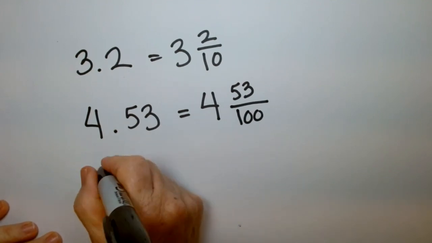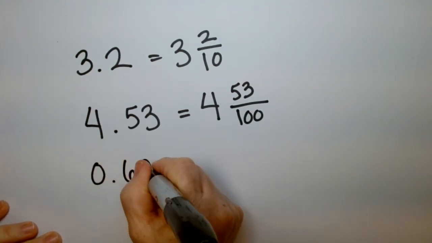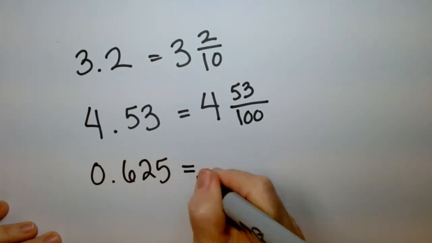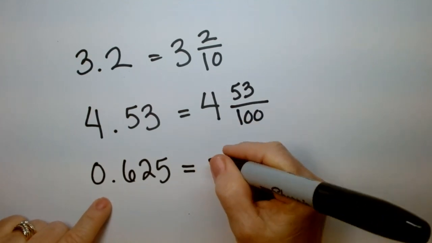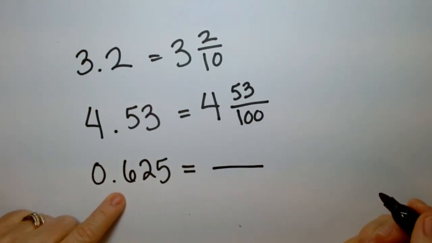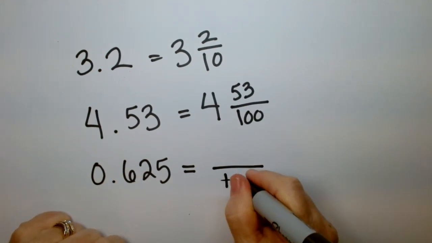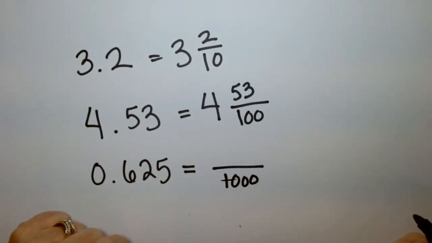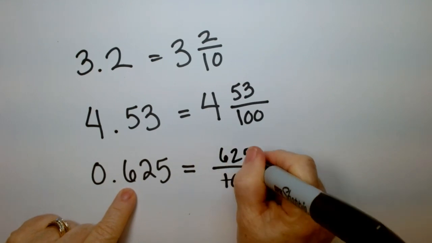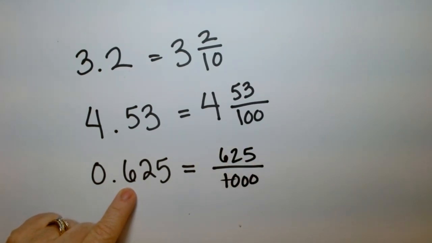Should we do a bigger one? How about this one? 625. Okay, so there'd be a 0 here. You don't have to write 0. You could just write the fraction. How many zeros are on the bottom? 1, 2, 3. 1, 2, 3. And what's on the top? 6, 2, 5. Look at that. You're converting decimals to fractions. How hard is that? That's not too hard, is it?